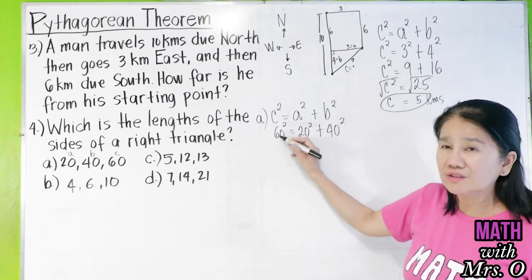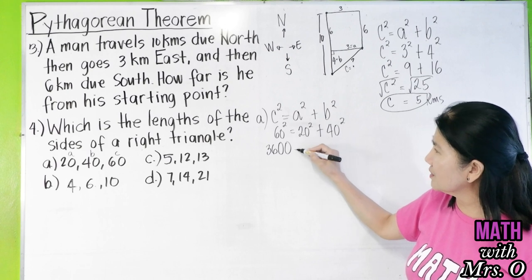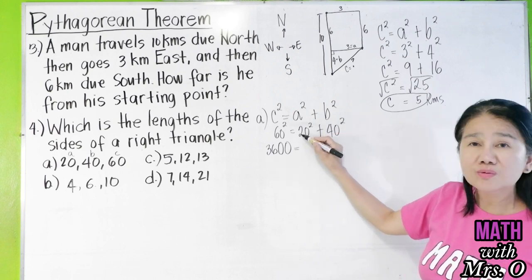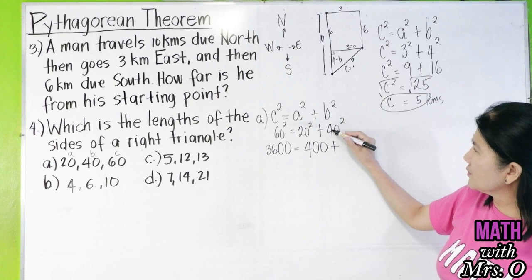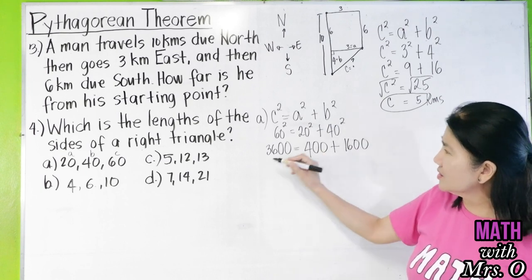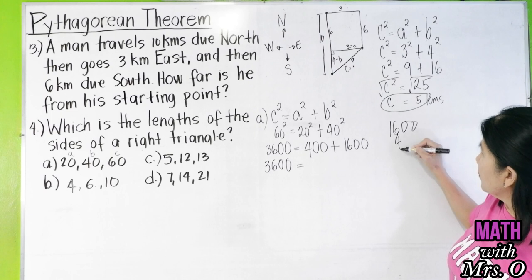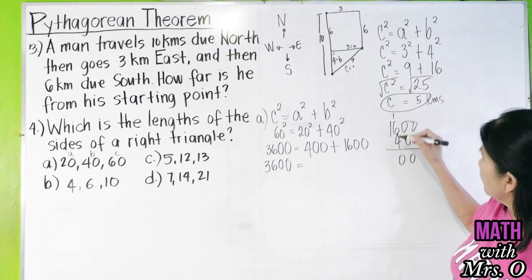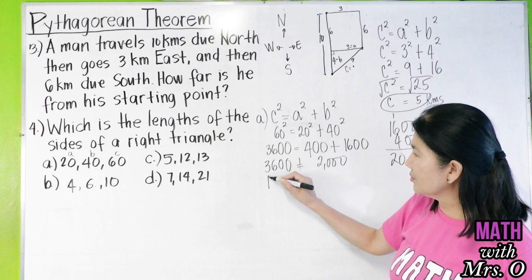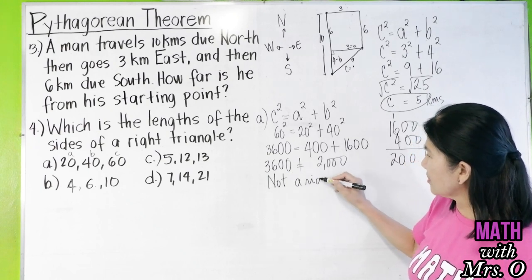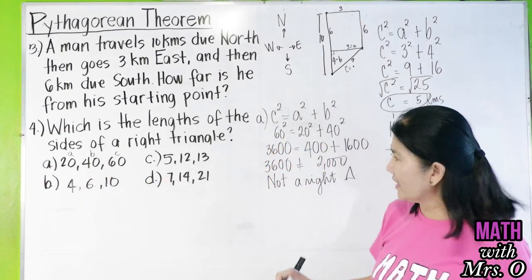There. 60 squared, you can take a shortcut. 6 times 6 is 36. When you multiply 60 times 60, it will produce 2 zeros. So 20 squared is also the same thing. 2 times 2 is 4, and you'll get 2 zeros, 400. 4 times 4 is 16, and then 2 zeros, 1,600. Add this: 1,600 plus 400 is 2,000. 60 squared is 3,600, equal to 2,000? Are they equal? The answer is no. So this is not a right triangle. In other words, these sides are not the sides of a right triangle.